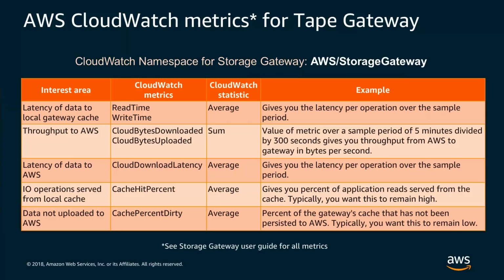You can also set alarms when the metric values cross certain thresholds, so you can take appropriate actions before something starts to become a problem. So to summarize, there are a lot of metrics available to you to measure the health and performance of your gateway. Some of them I've listed here. For a comprehensive list, you can certainly visit the AWS Storage Gateway User Guide. I think I've talked enough now, so let me hand it over to my colleague, Mohammed, to walk you through a demo.